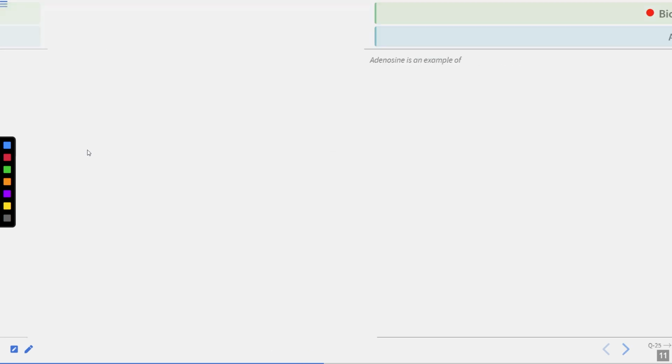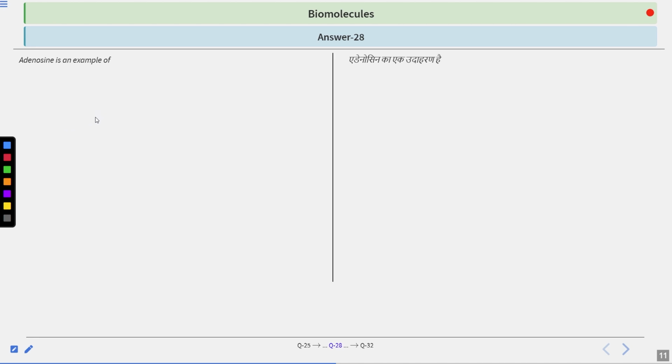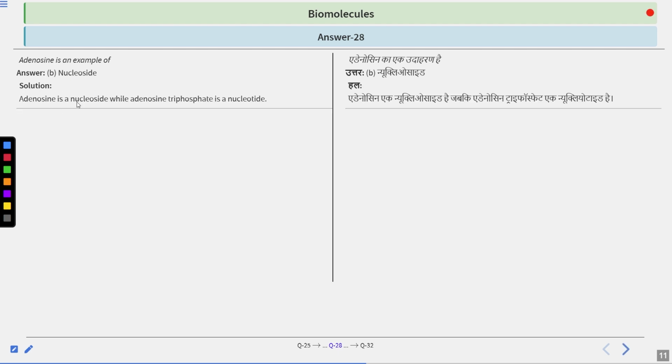Okay, let's see. The correct answer for the given question is option B, that is nucleoside. Adenosine is a nucleoside, while adenosine triphosphate is a nucleotide. Basically, there are two categories: nucleoside and nucleotide. They differ from each other by just one phosphate group. In the nucleotide, a phosphate group is present. In the nucleoside, there is no phosphate group, only the base and the sugar molecule. Adenosine comes under the nucleoside category because of the lack of phosphate, while adenosine triphosphate, having phosphate in it, comes under the nucleotide category.